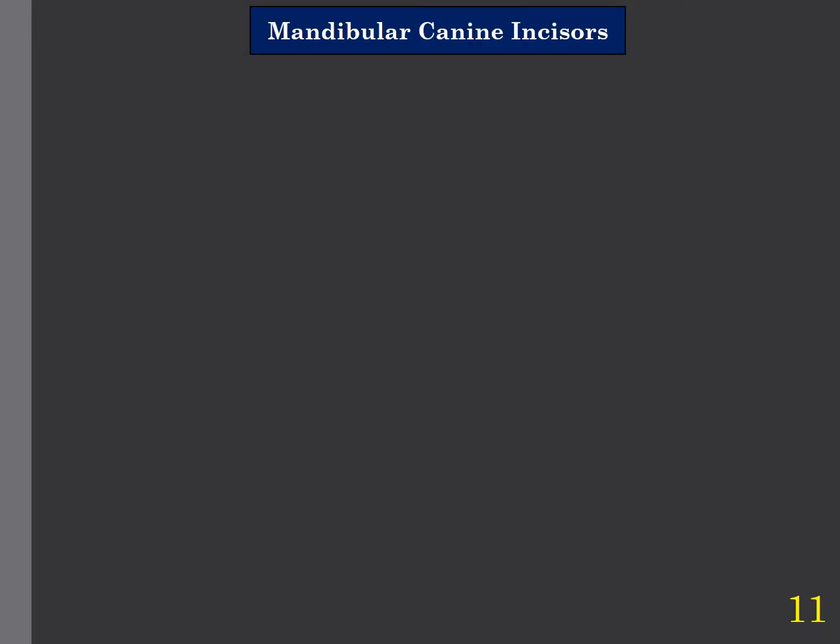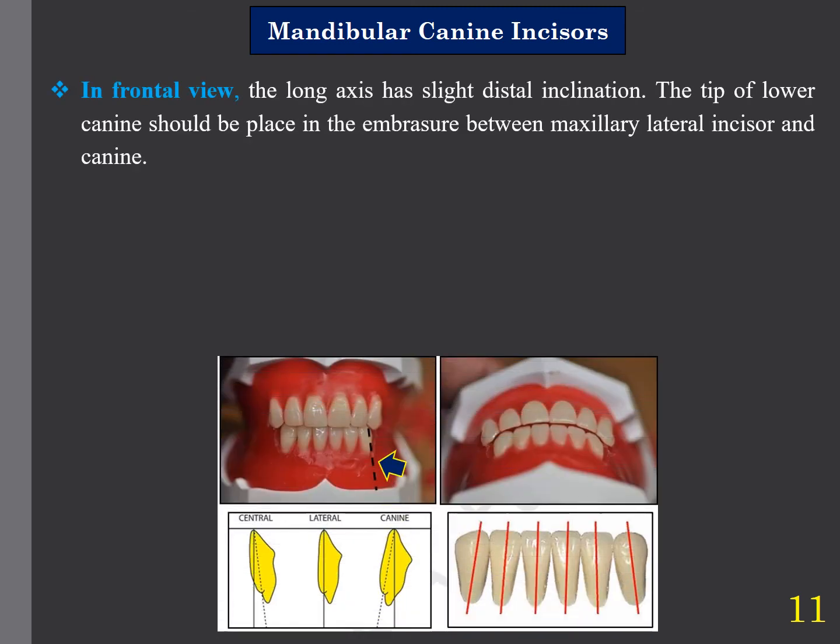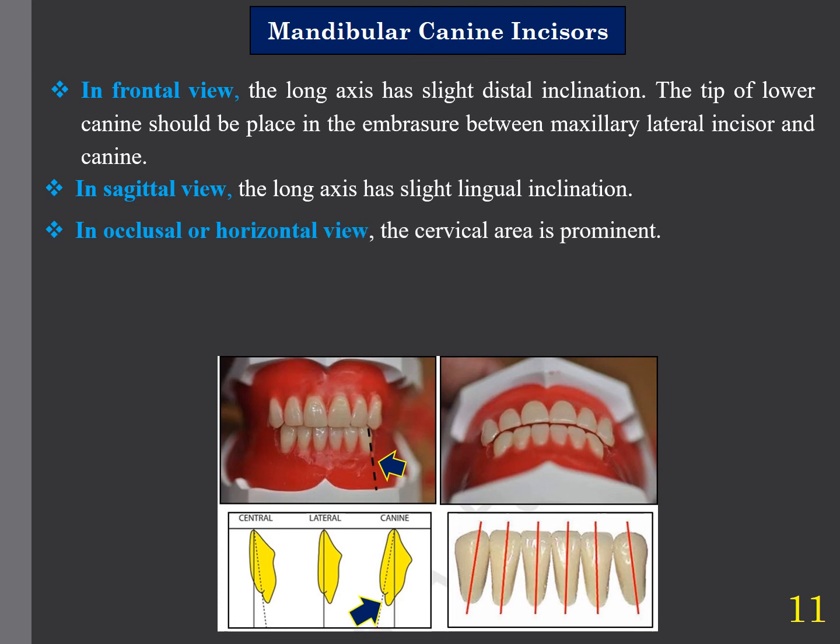The last tooth of the mandibular anterior teeth is the mandibular canine. In a frontal view, the long axis has slight distal inclination. The tip of the lower canine should be placed in the embrasure between the maxillary lateral incisor and canine. In sagittal view, the long axis has slight lingual inclination. In occlusal or horizontal view, the cervical area is prominent.